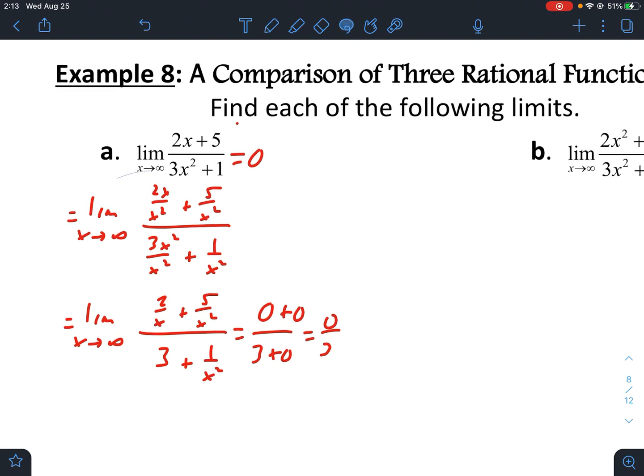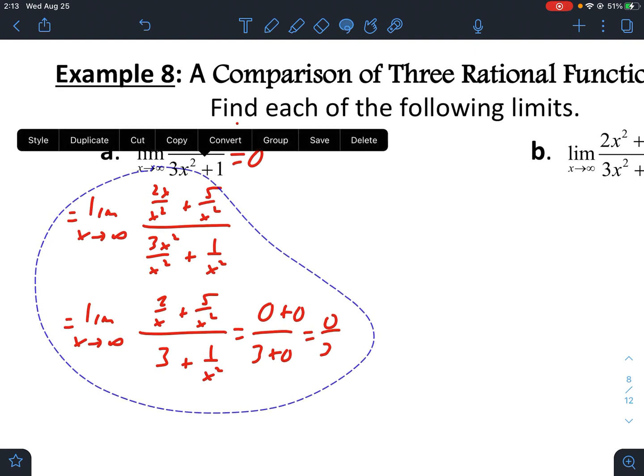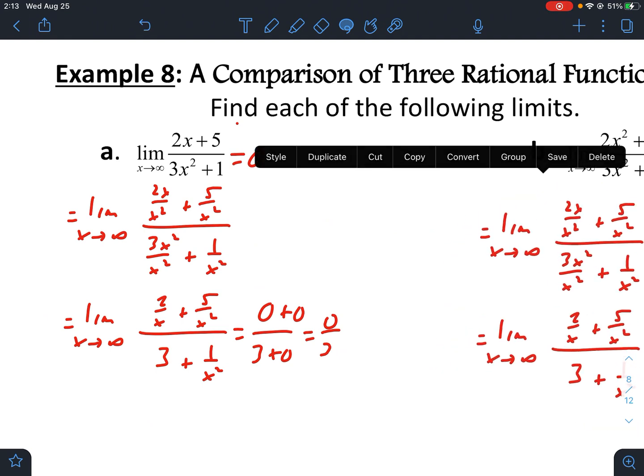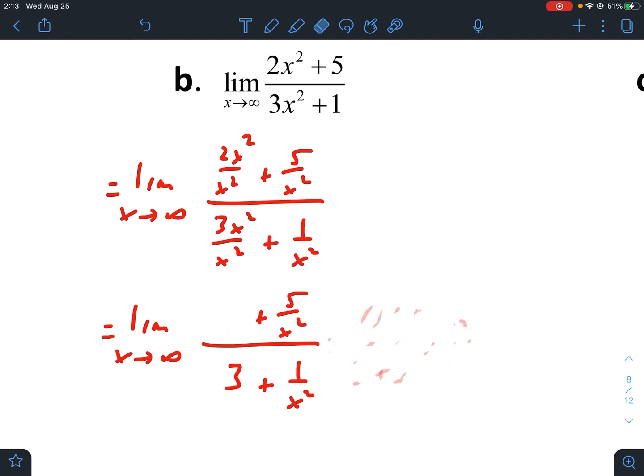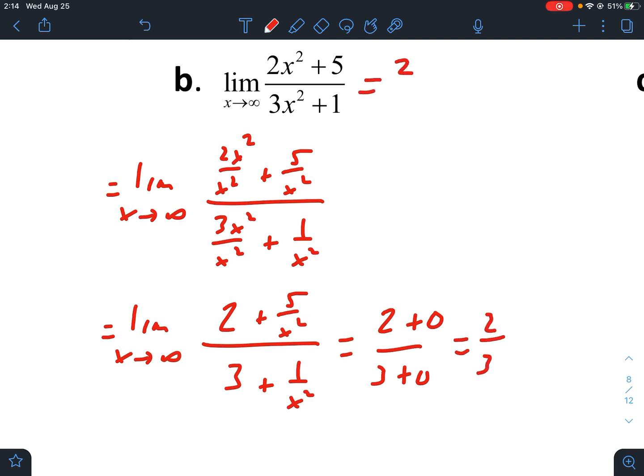Now the second problem here is going to be done in a very similar fashion. The only difference here is that we have a squared right there. So when I divide 2x squared by x squared, I get 2 here. When I put infinity in this time, I would get 2 plus 0 over 3 plus 0, which is 2 over 3. So that's our limit.